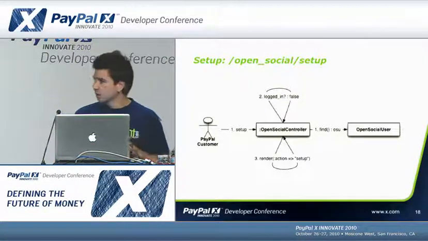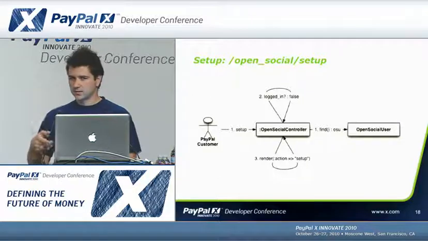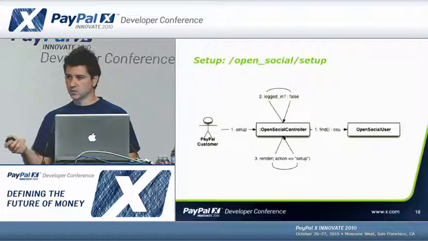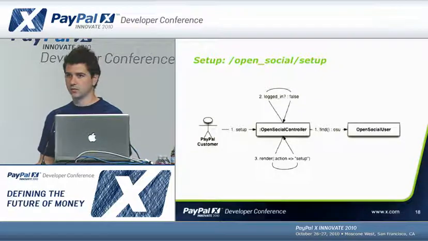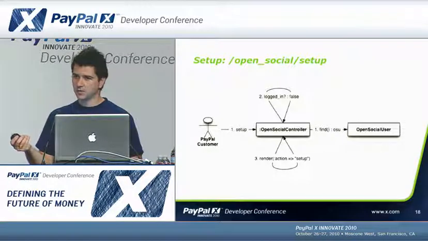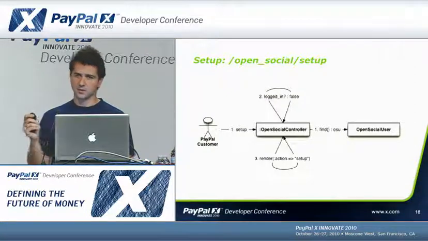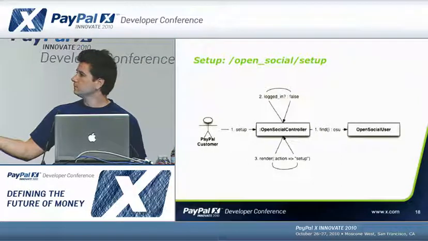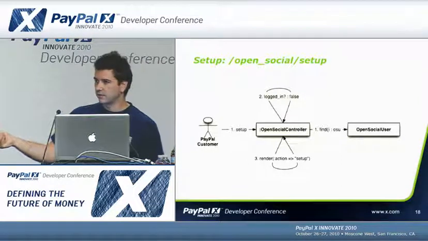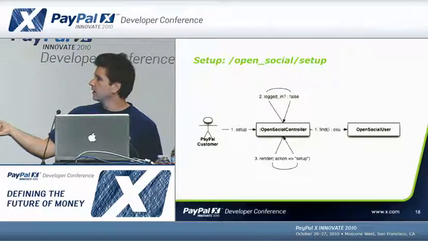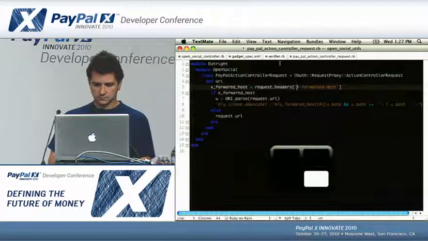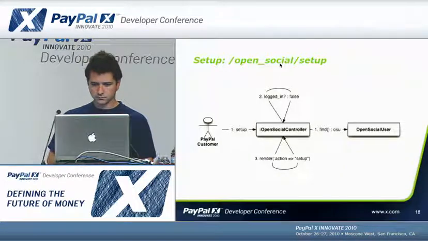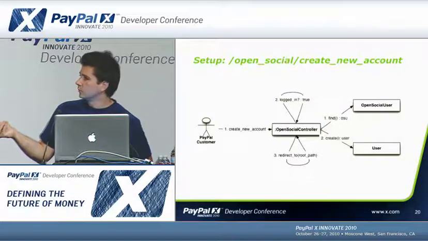So once again, as you remember, before we verified the signature request, the open social user we created wasn't attached to a real user, so they weren't logged in. So we served back the setup page. Now the user's looking at this choice between I have an existing company or a new company. This is pretty much us rendering setup because we're redirecting back to setup. We first find the open social user, which now will find one. Then logged in is still false. And then we render that setup action. And then I'll show you all the code at once.